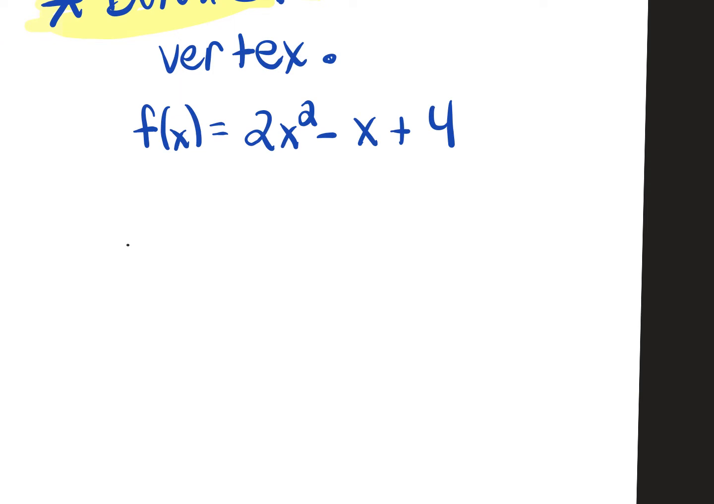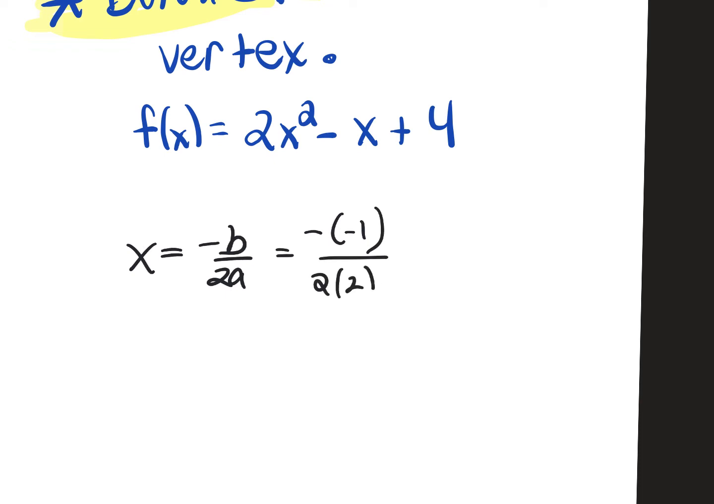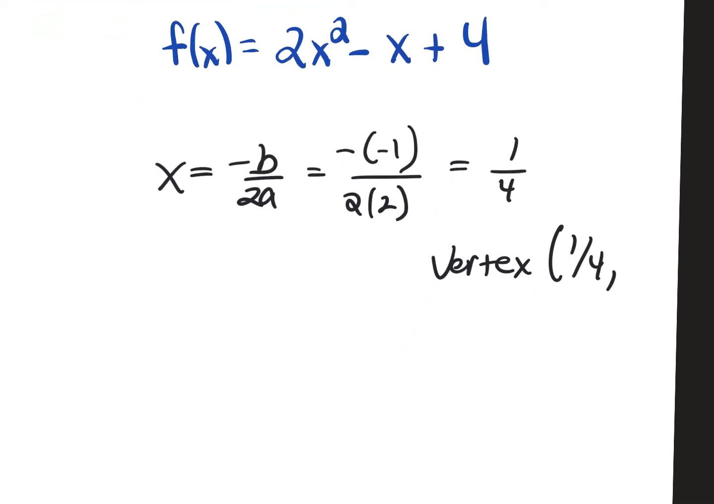But if I'm going to find my vertex, x equals negative b over 2a, right? Negative b, so I have negative 1 over 2 times 2, correct? So this happens to be at 1/4. All right? So my vertex for this parabola that I just gave you is at 1/4, comma, something. Now we have to plug 1/4 into the equation. You guys can handle this. I want to show you how to do this.